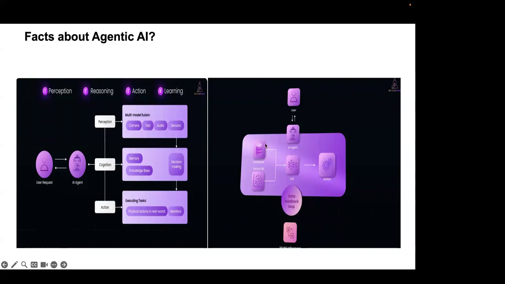Right. So, AI agent: the user gives a command to the AI agent. It is based on the pre-trained data set from where it imbibes the knowledge, I would say. And these are in the form of large language models. And then it takes the decision.